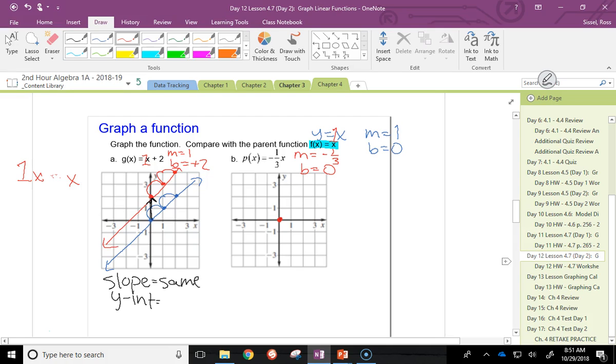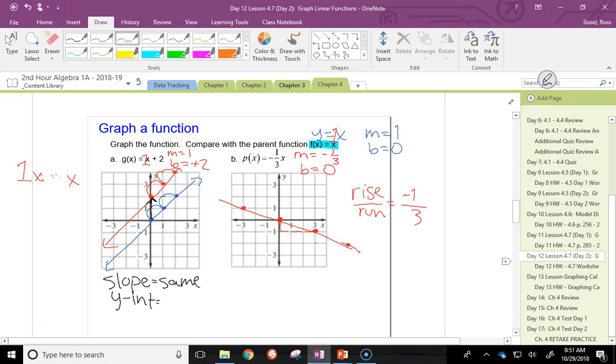Is that what everyone would do? Down 1 over 3. Are we going negative sides or positive sides, since it's a negative 1/3? A negative 1/3 means you go down 1. Remember, rise over run. Our rise is negative 1 over 3, so we're rising a negative 1, going down, and then we're running over 3. And then we can draw our line.